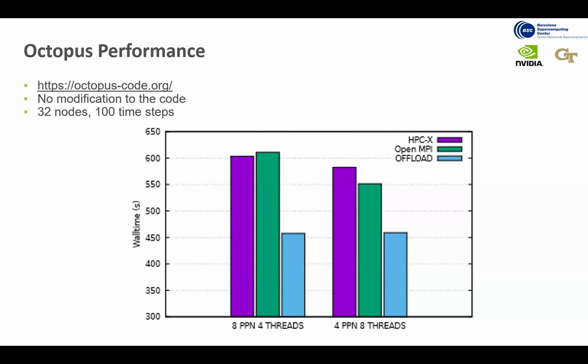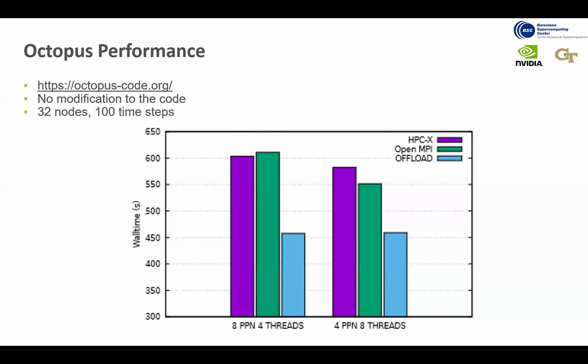So Octopus is a code that is actually fairly popular for different simulations. Don't ask me the details. I'm no expert. I'm not a mathematician or a computational scientist. I'm just a computer scientist. But the point is, it's real application, real input, real simulation. So as I said, no modification whatsoever. We ran on 32 nodes, 100 steps, and that was running on Thor.